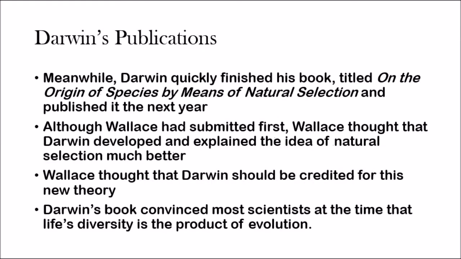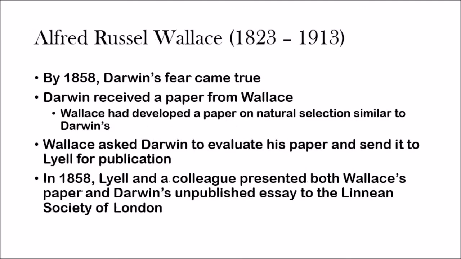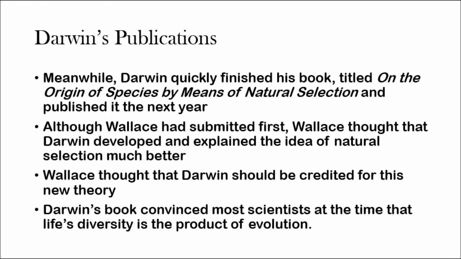Meanwhile, when this was happening, Darwin quickly finished his book, which he was making on natural selection, and it was titled On the Origin of Species by Means of Natural Selection, and he published it the next year in 1859. So although Wallace had submitted this essay first, Wallace thought that Darwin developed and explained the idea of natural selection much better than he did. So Wallace thought that Darwin should be credited for this theory, and so Darwin was given the credit for coming up with natural selection.